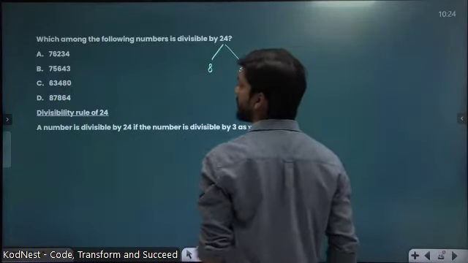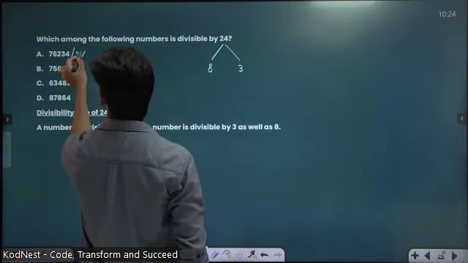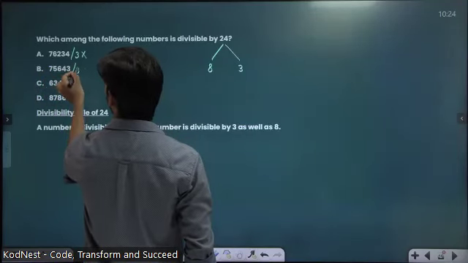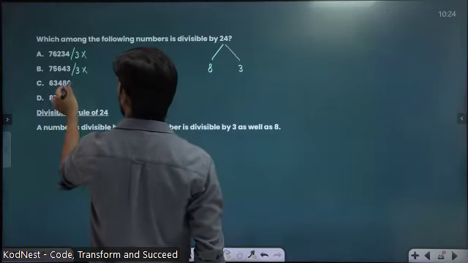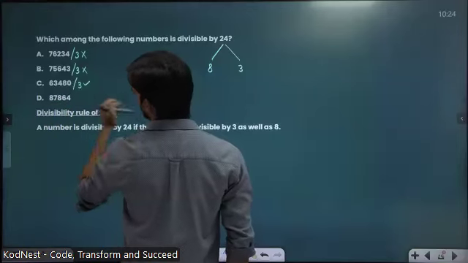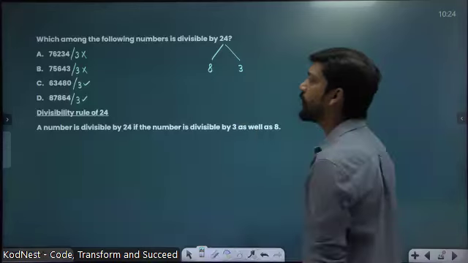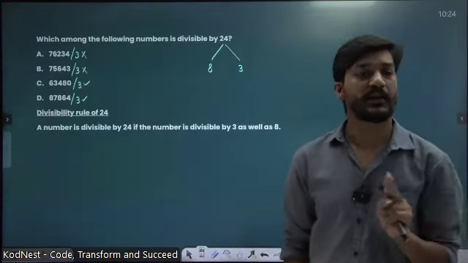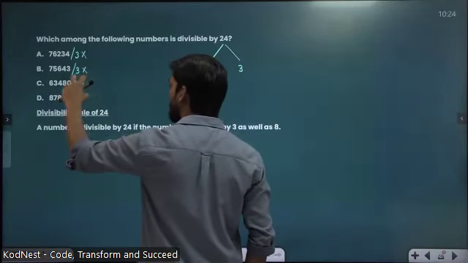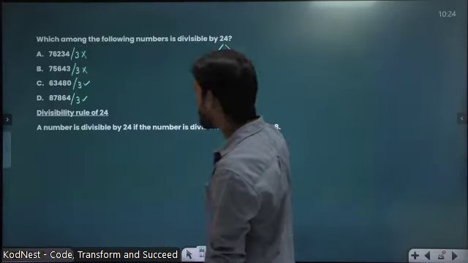Let us check with 3 first. So 7 plus 2 is 9, 6 plus 3 is 9, 4. Not divisible by 3. 7, 5, 12, 6, 3, 9, 4. Not divisible by 3. 6, 3, 9, 8, 4, 12. Divisible by 3. 8, 7, 15, 6, 8, 6, 14, 4. Okay, divisible by 3. So two options are not divisible by 3. C and D option are divisible by 3. So now I will only take C and D option. Should I take A and B option to check with 8?